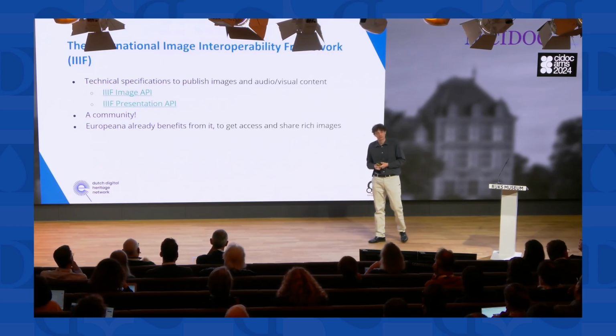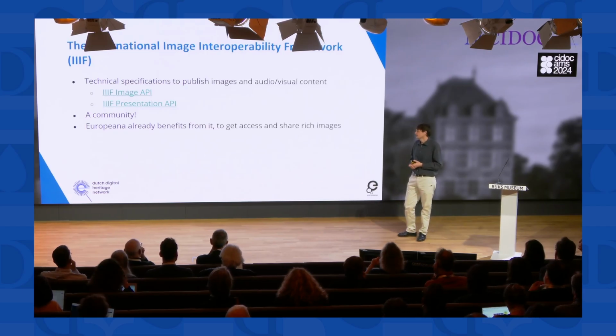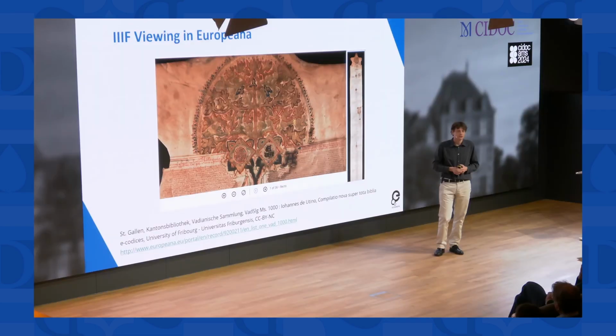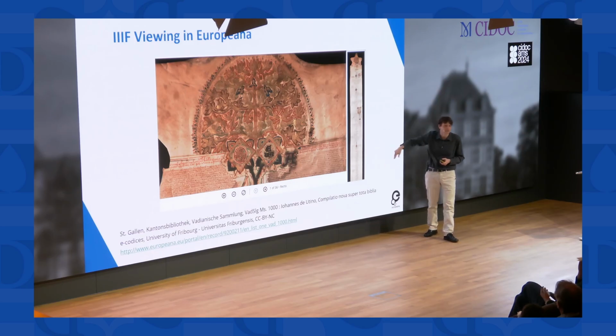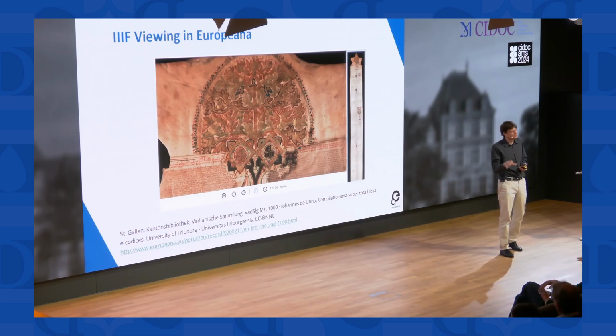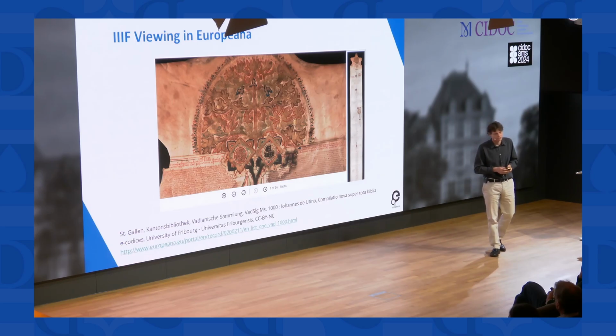It's also a community, which is great because there are all kinds of efforts around making best practices. And we already benefit from it to get access and share rich images. So here's an example of an object that we got from Switzerland. And IIIF enables us to get this object and to browse it in all its richness. What's not shown here is the scale of the thing. This is actually a 6-meter scroll. So the ability to zoom at any point in this scroll and to get the level of detail that users require is really precious for us. And IIIF pretty much provides this out of the box.